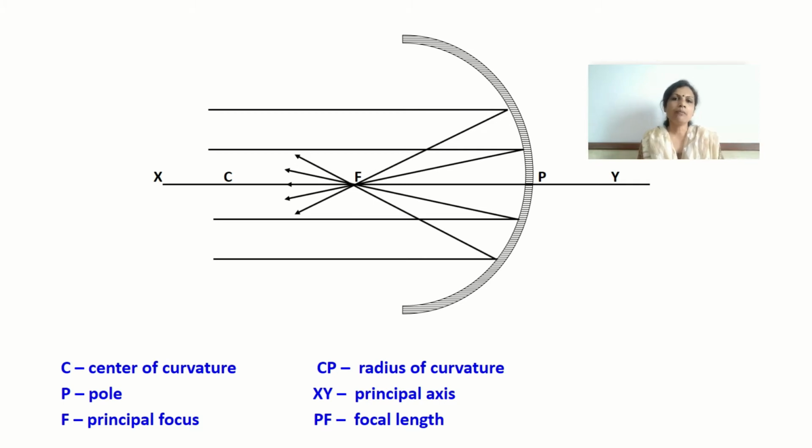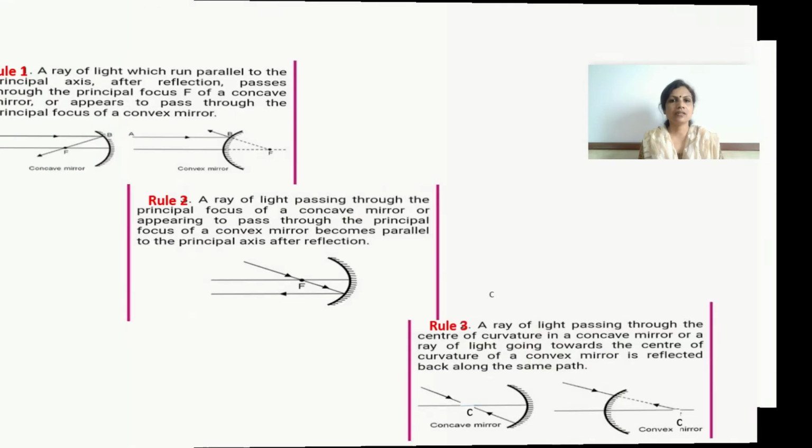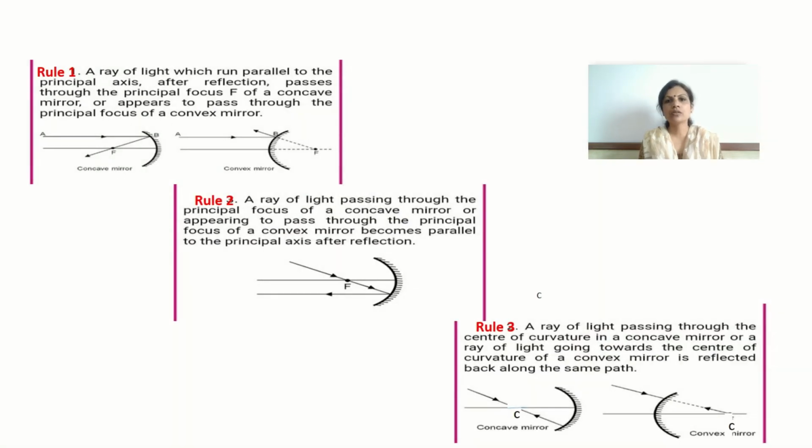Then the most important part of this lesson is drawing the ray diagram so as to find out where is the exact location of image and the object. For drawing the ray diagram, we have to follow 4 rules. So let's quickly revise. Rule number 1, a ray of light which is parallel to principal axis, after reflection, it passes through focus F for the concave spherical mirror.